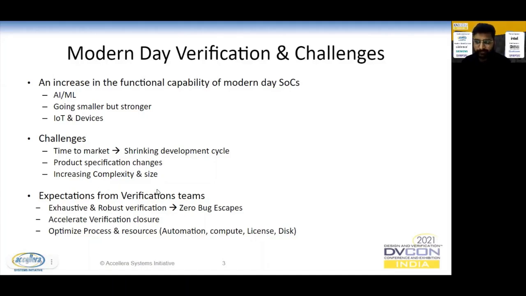With all these challenges put before them, there are a set of expectations put before any verification engineer, where they have to execute a robust verification with stringent timelines without compromising on the quality of verification, leaving no bugs behind. And to do that, they are expected to optimize the process and use the latest methodologies to save effort and time, like accelerated test bench or emulators.